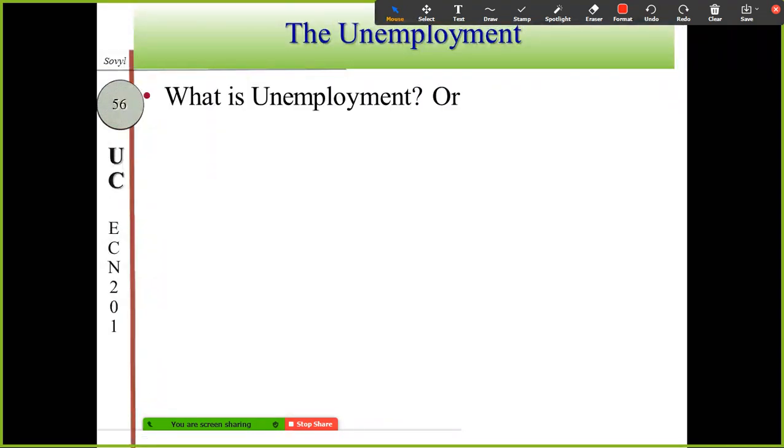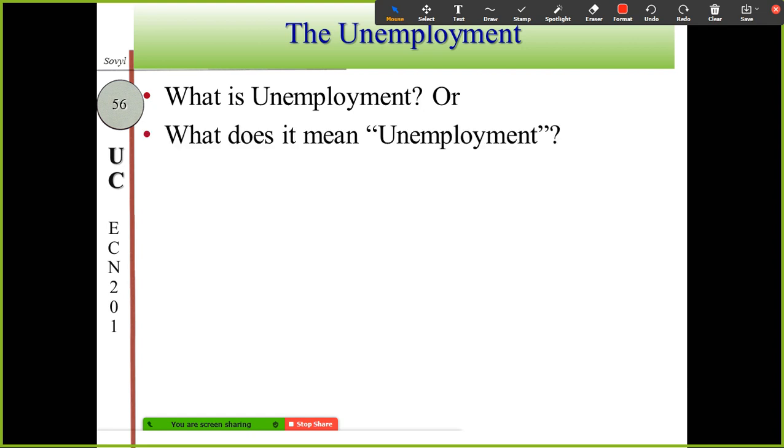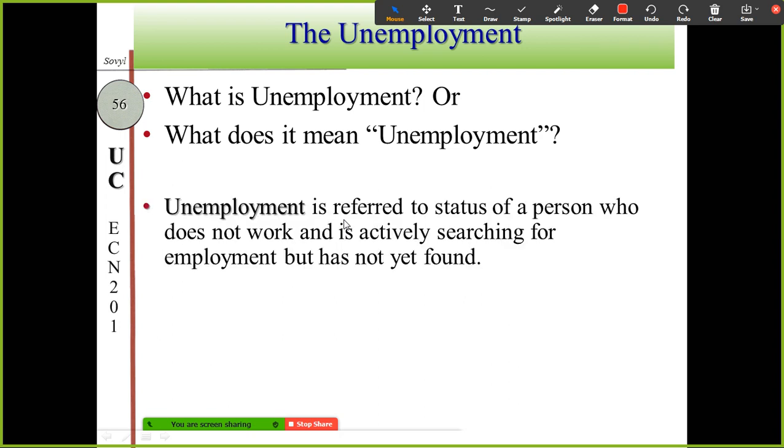Okay, if a question asks you what is unemployment or what does unemployment mean, these two questions have the same meaning. Sometimes they ask what is unemployment, or what does unemployment mean. So what do you think? Or what is your answer? Unemployment refers to the status of a person who does not work and is actively searching for employment, but has not yet found it. Okay, this is the answer.